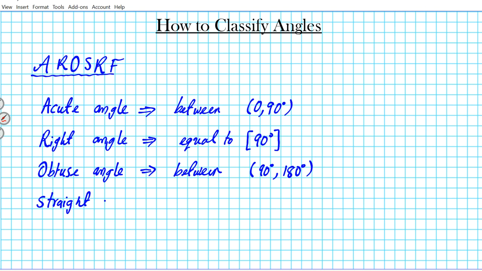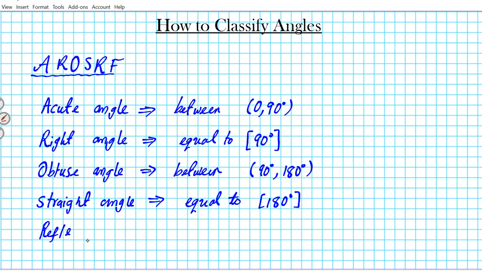If you double your right angle, you end up with a straight angle. Okay, what are straight angles? Straight angles are angles that are equal to 180 degrees. They are located on the negative x-axis if you graph your angle in standard position.